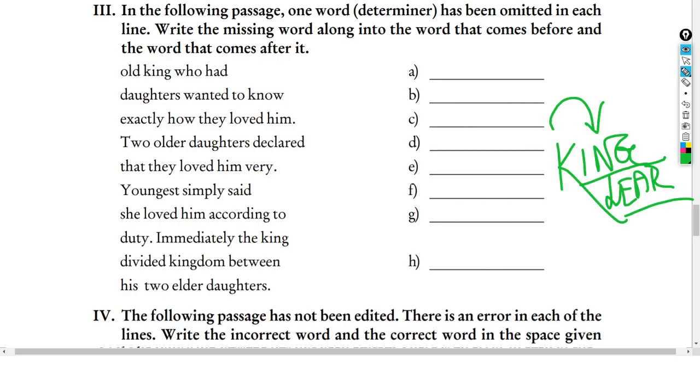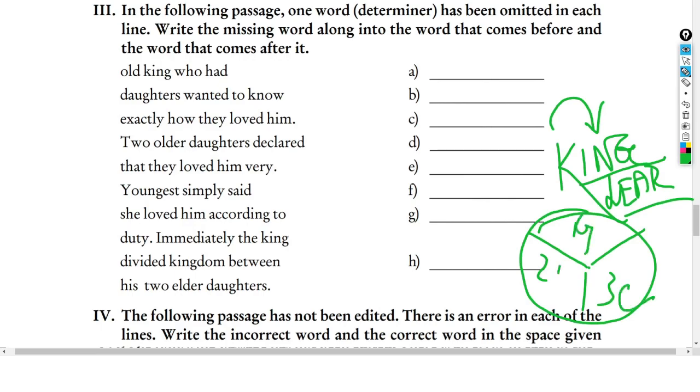So now King Lear became very old. Therefore, he wanted to divide United Kingdom into three parts. How many parts? Three equal parts. 1, 2, 3. Because he had three daughters: Cordelia, Regan, and Goneril. Cordelia was the youngest. Goneril and Regan, they were the eldest daughters. These are the elder daughters, Regan and Goneril.